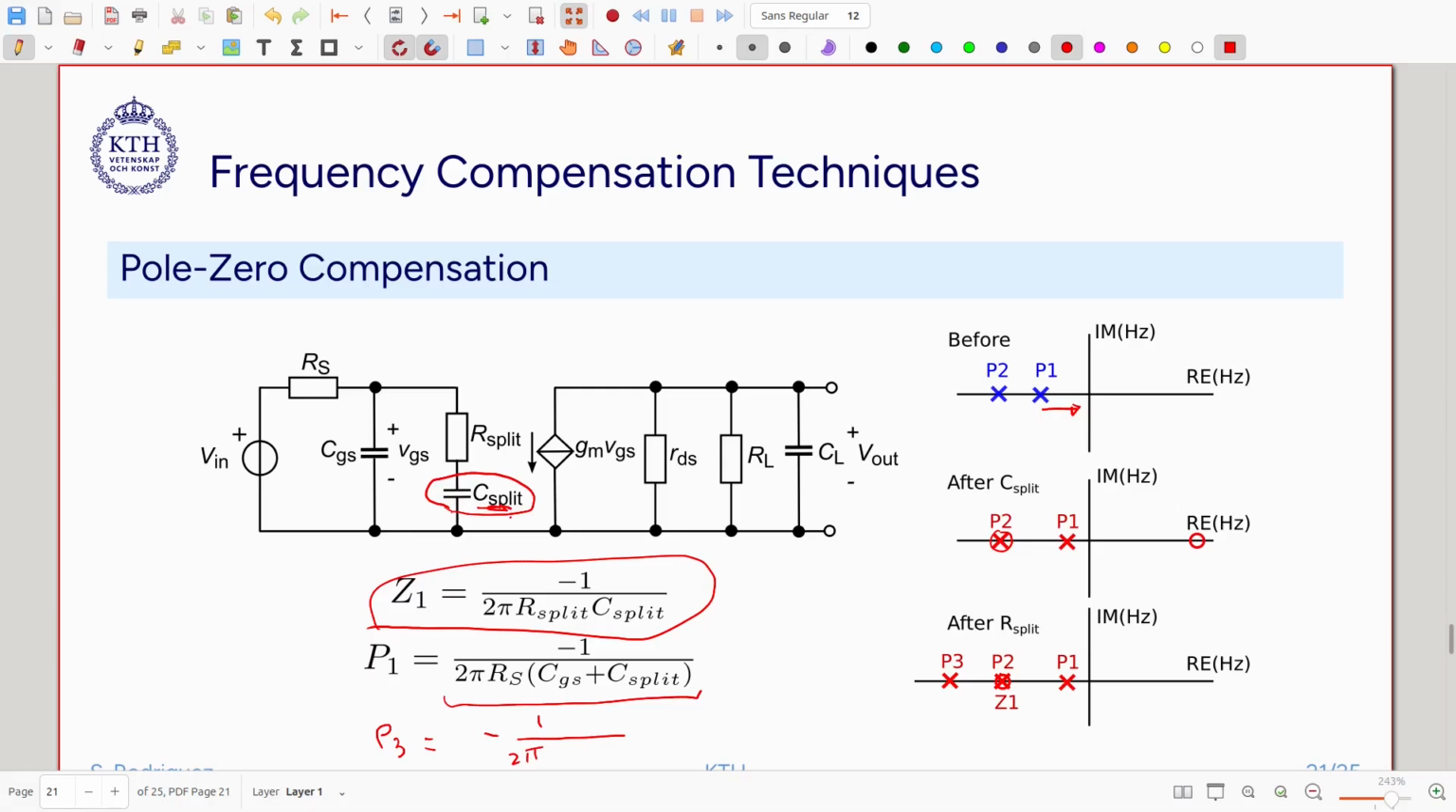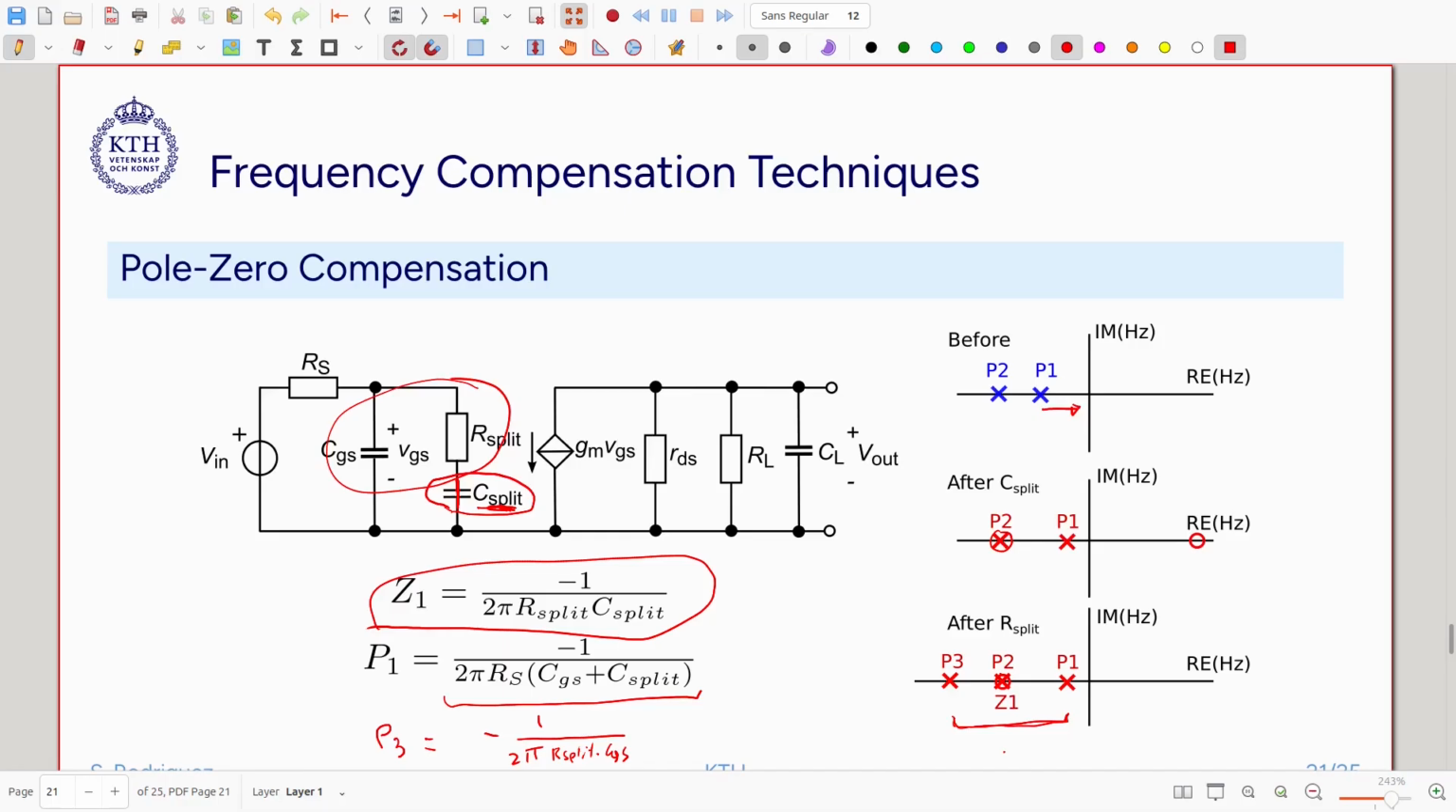Since C-split will be a very large capacitor, it will short circuit this at relatively high frequencies, and then what we will have left are these two resistors here that will be producing a pole. So that will be R split times CGS. That will be the position of this third pole, but this pole will be at a much higher frequency. So we can see here that the poles are at larger distances, and they have less interaction and less effect on the stability.